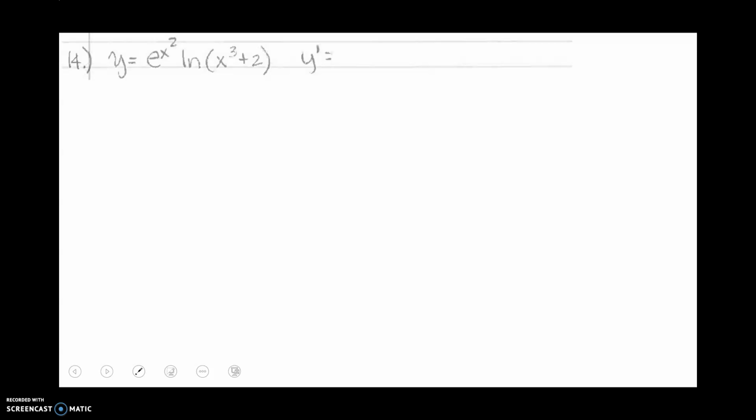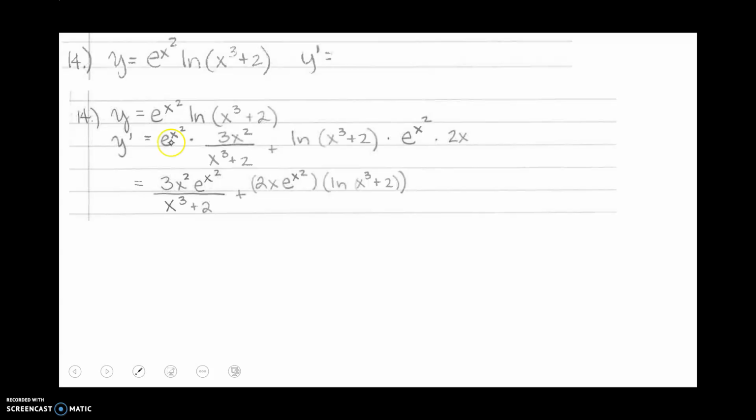All right, then number 14, we have a product. We have e to the x squared and ln of x cubed plus 2. So if we have a product, then we're going to do first times derivative of second plus second times derivative of first. All right, so let's start with first. So first, I have e to the x squared. And then the derivative of ln x cubed plus 2, because it's first times derivative of second.